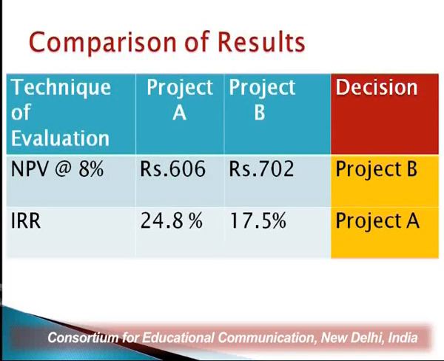Whereas if we go as per IRR, what will happen? The rate is going in favor of project A because it is on the higher side. Both the rates are greater than required rate of return, that is 8%. But since IRR is greater in case of project A, that is 24.8%, we should take a decision for project A. The question comes now, what to do? One method is saying take project A, the other is saying take project B.